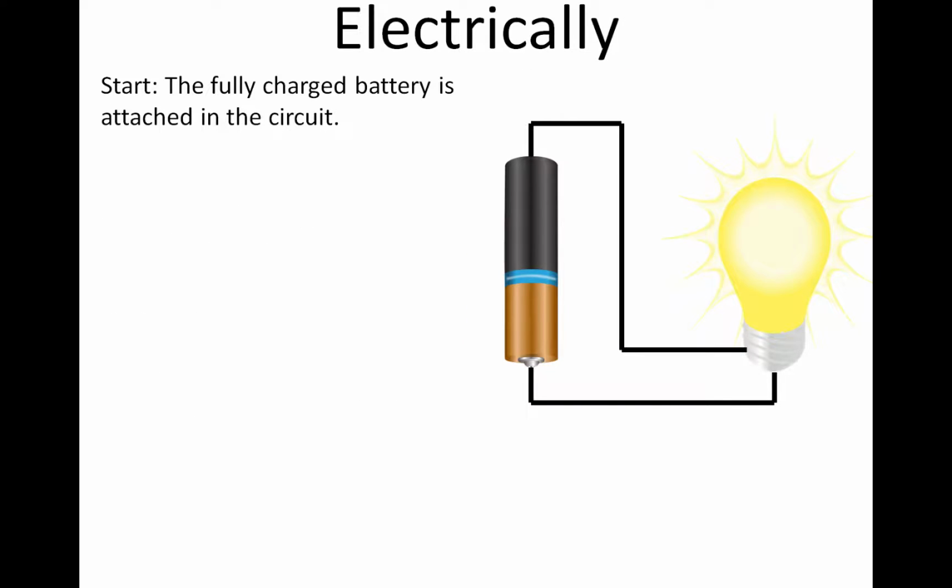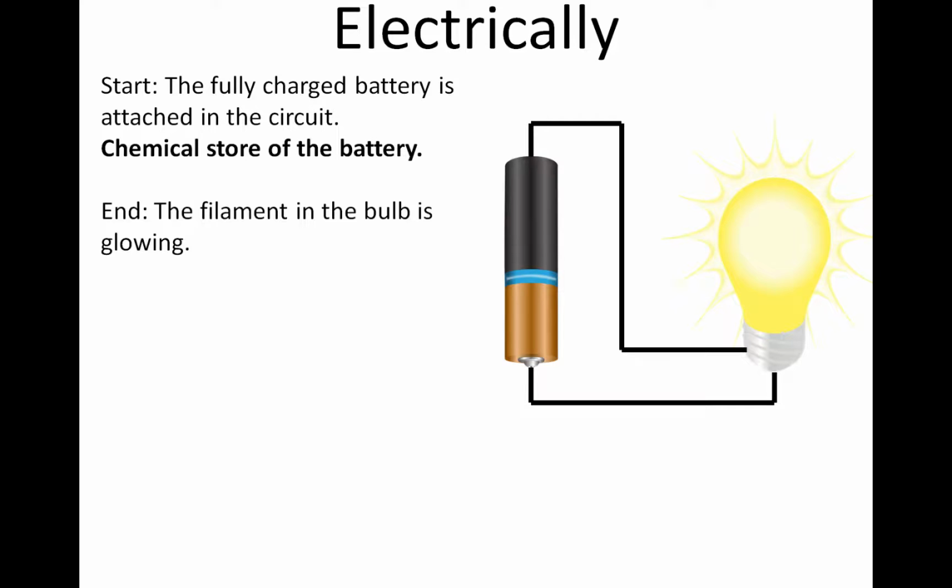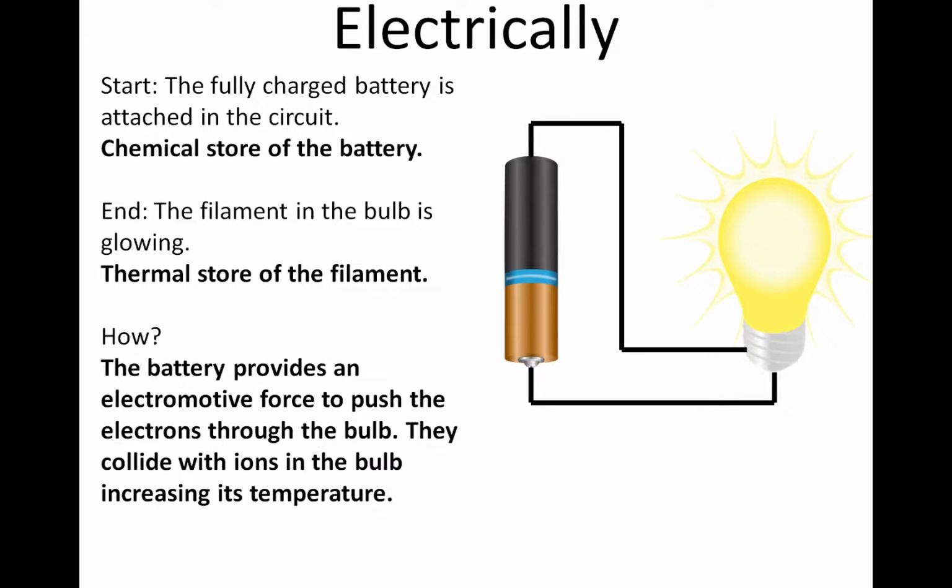In this case, the start point we're going to consider is a fully charged battery is attached to the circuit. That means we have the chemical store of the battery, and the end point is the filament in the bulb is glowing. So therefore, the end point for the energy store is the thermal store of the filament. How did this happen? The battery provides an electromotive force to push the electrons through the bulb. They collide with ions in the bulb, increasing its temperature. So therefore, work is done electrically.